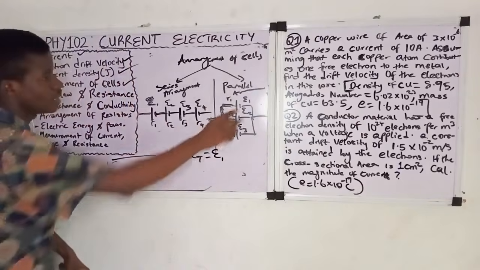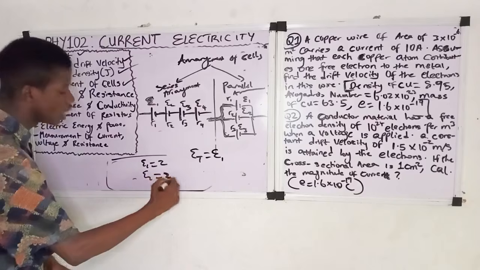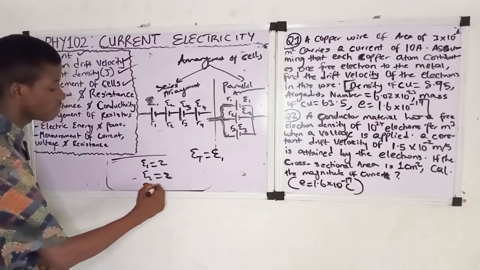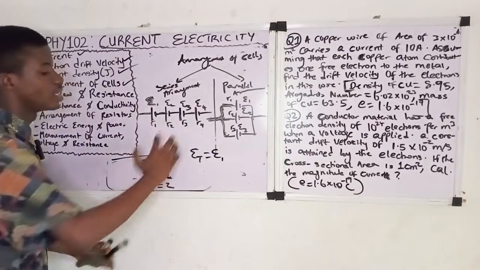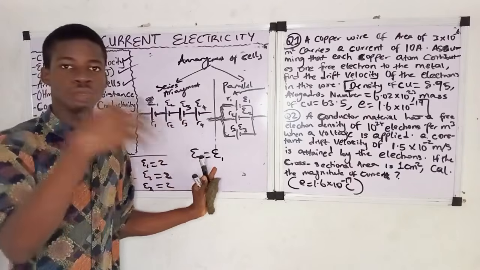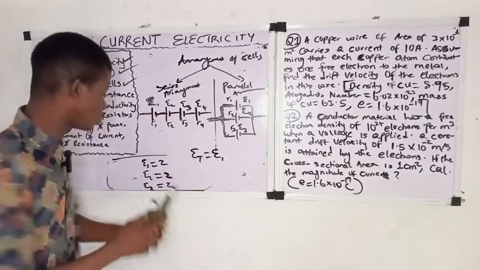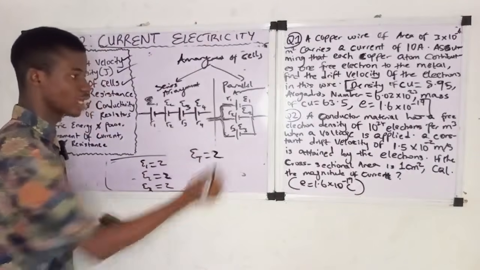Now, let's say, for example, E1, the EMF is 2, E2, the EMF is still 2, then E3, the EMF is still 2. That is, all the three cells are similar, right? Yes. Now what will be the total EMF? The total EMF will be equal to the EMF of one of them, any one of them, which in this scenario will be 2. You understand?